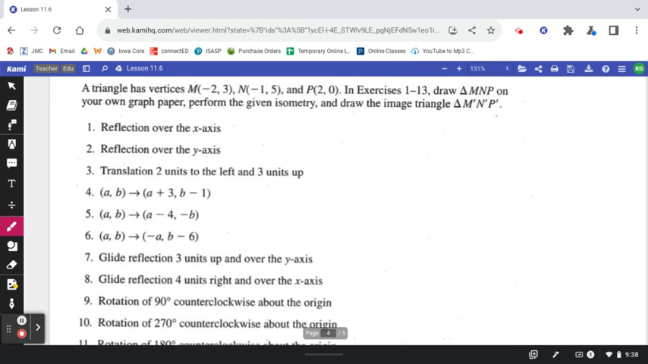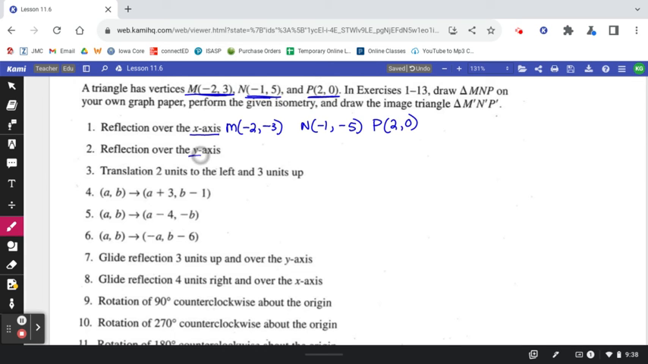Okay, on this one, we have 3 points that we are changing each time. So here are the originals, negative 2 comma 3, negative 1 comma 5, and 2 comma 0. So the first thing we're going to do is reflect over the x, which affects the y coordinates. So M is going to become negative 2, negative 3, N, negative 1, negative 5, and P, 2 comma 0, since there's no such thing as negative 0, I'll just leave it as 0.